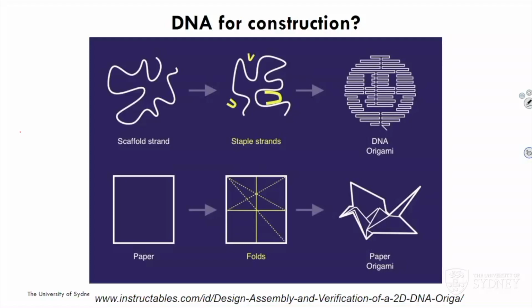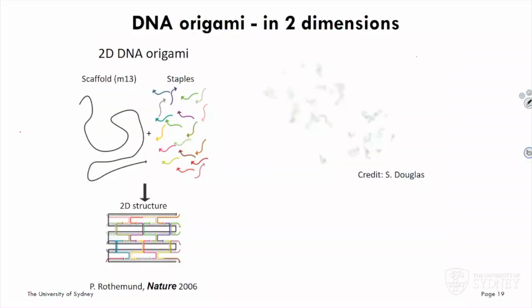In this case, we're taking a 1-dimensional object, this long piece of DNA, which we call the scaffold, and we're folding it up into a complex 2-dimensional object. But we can also make 3 dimensions. So this is how DNA origami works.